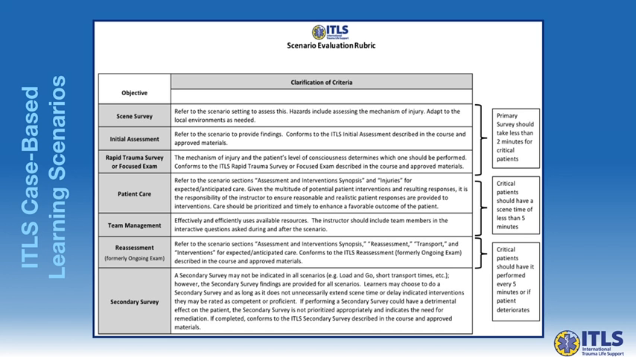Additional clarifications of the criteria and standards used in the rubric are provided. You may have noticed there are no objectives that address critical times. Our standards are: the primary survey should take less than 2 minutes for critical patients. Critical patients should have a scene time of less than 5 minutes, and the reassessment exam should be every 5 minutes on all critical patients.